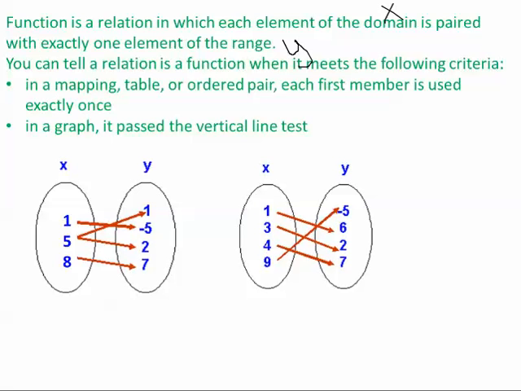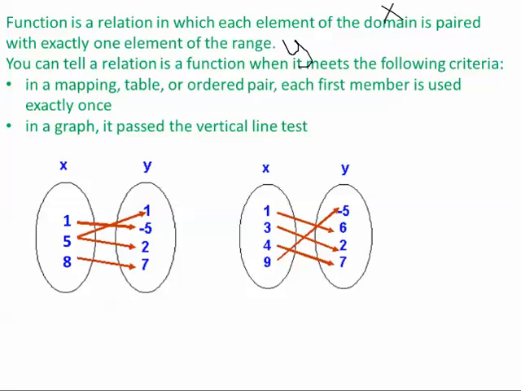And a relation, that's just a set of ordered pairs, okay? So if you had (1, 4), (1, -5), (5, 1), (5, 2), and (8, 7), those are ordered pairs, and it's a relation. What we want to do is tell if this relation, this set of ordered pairs, is a function or not. All right?